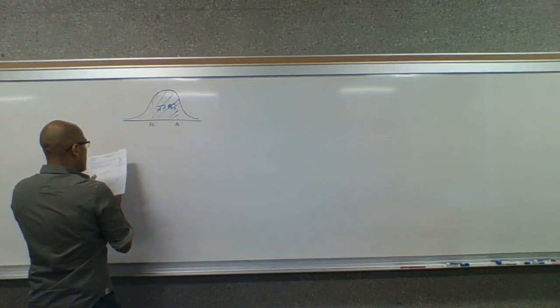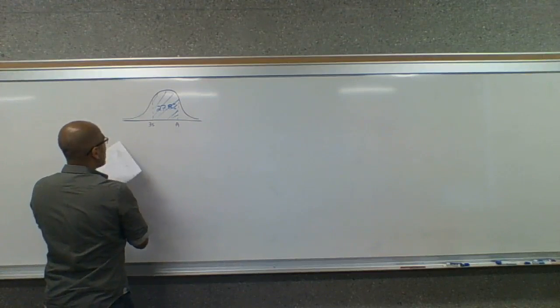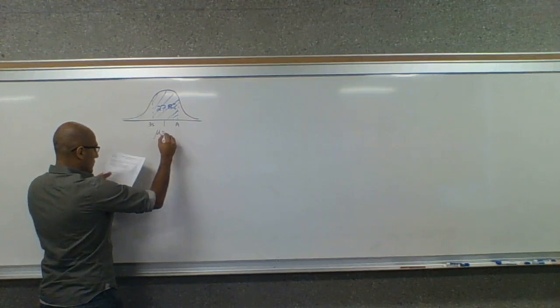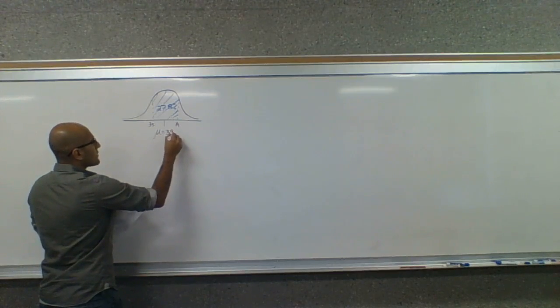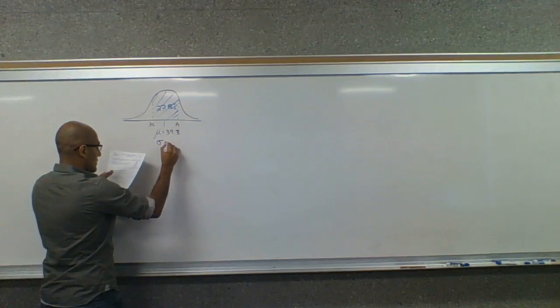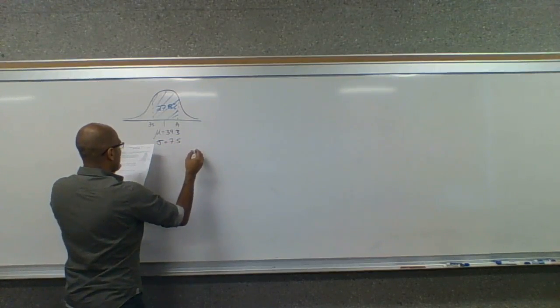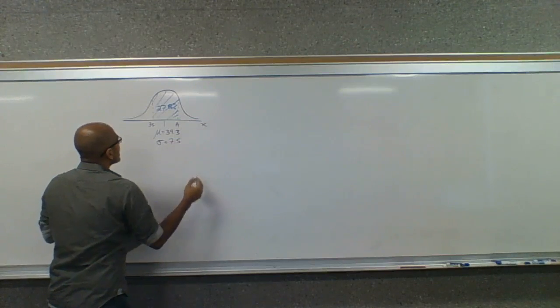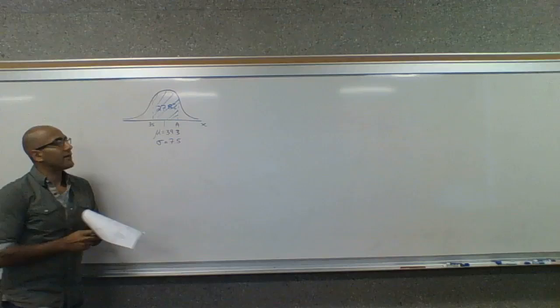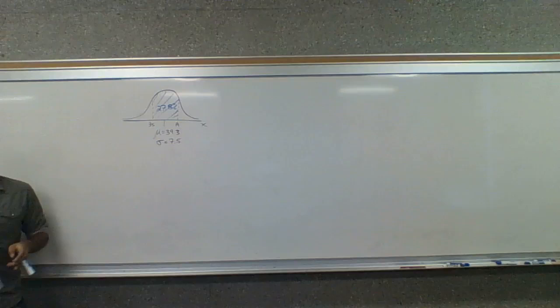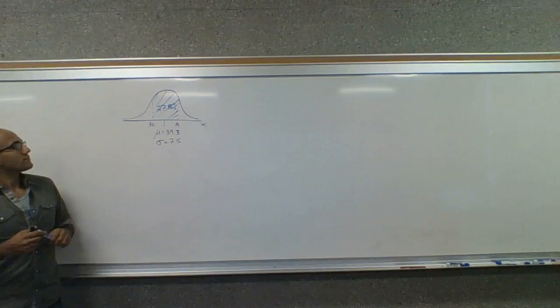And we're given the mean and standard deviation of this distribution. So the mean is 39.3 and the standard deviation is 7.5. Right, this is some random variable x. And so we want to find the value A that would represent that. Okay, so what do we do to solve for this one? How do we find A?